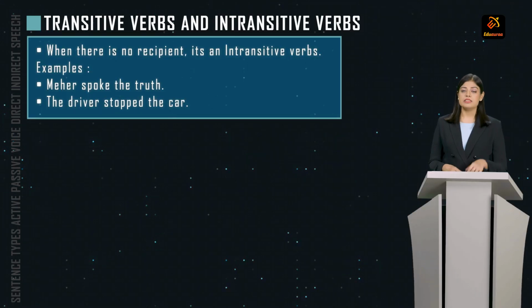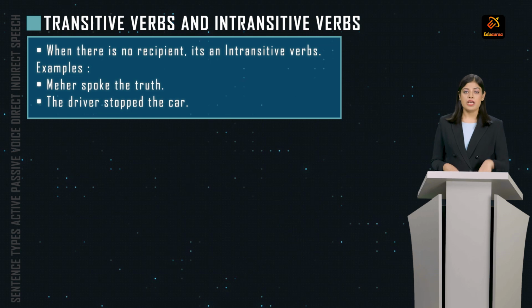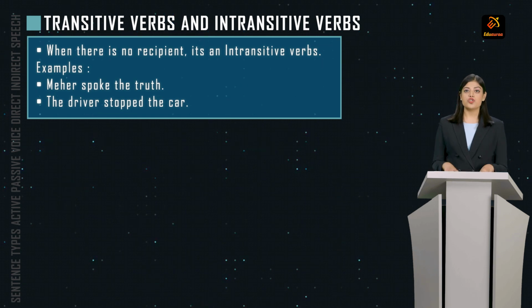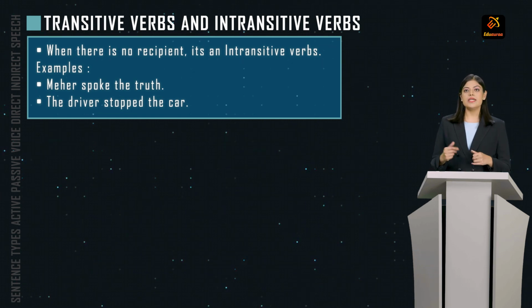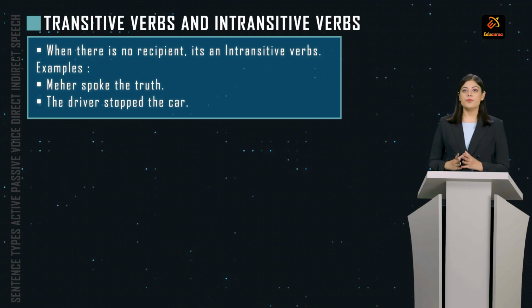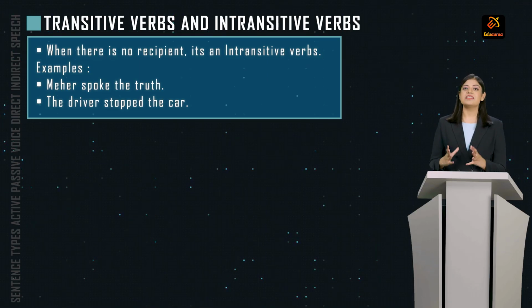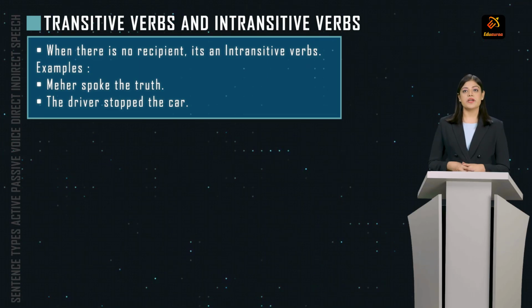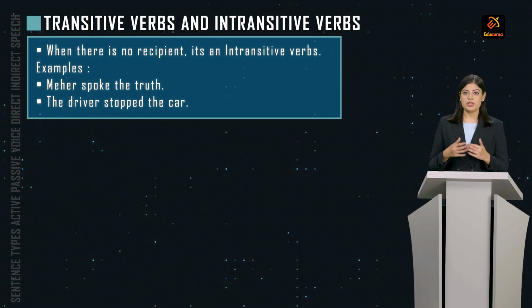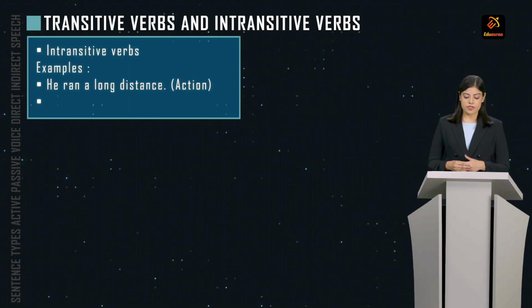The next sentence, the driver stopped the car. The driver is my subject, stopped is my verb. What did he stop? The car. The object or the recipient of the verb is given to me in this sentence, so it becomes a transitive verb. Let's look at intransitive verbs.